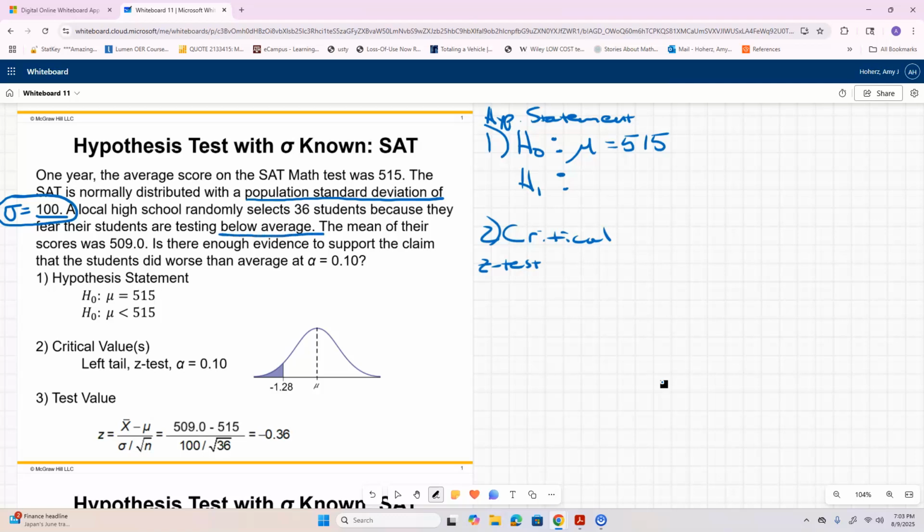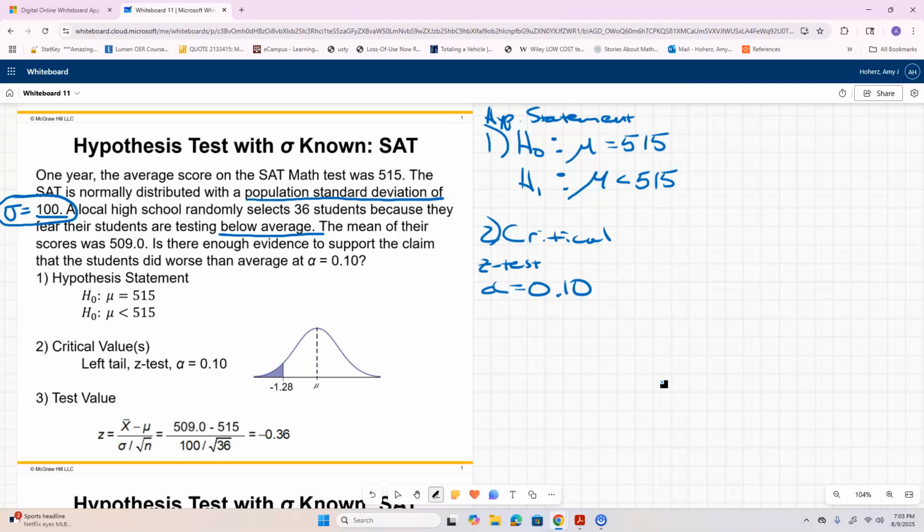Below average. That's our alternative hypothesis, that this group, this high school, is performing below the average of 515. The mean of their scores was 509. We don't need that quite yet. Is there enough evidence to support the claim that the students did worse than average at alpha is 0.10? All right, so we know it's a z-test. We know our alpha is 0.10.